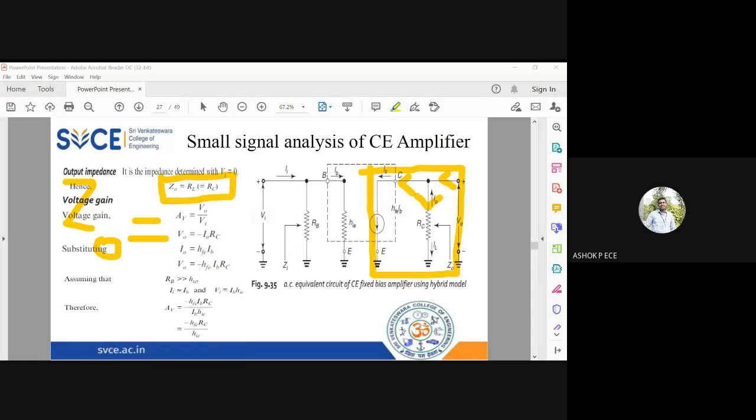So it is going to be infinity. Infinity means it is going to act like an open circuit, right? So when you don't have this RC, the output impedance will become infinity.